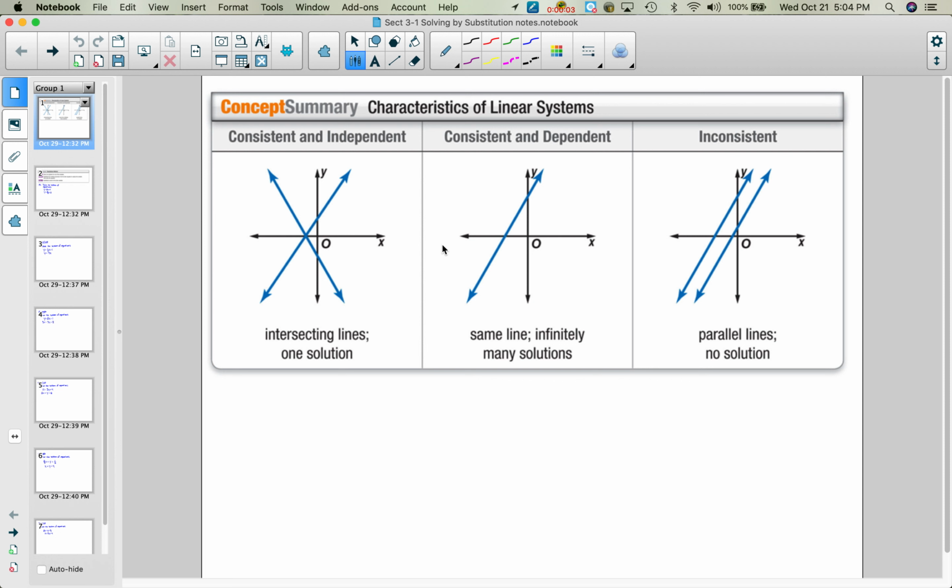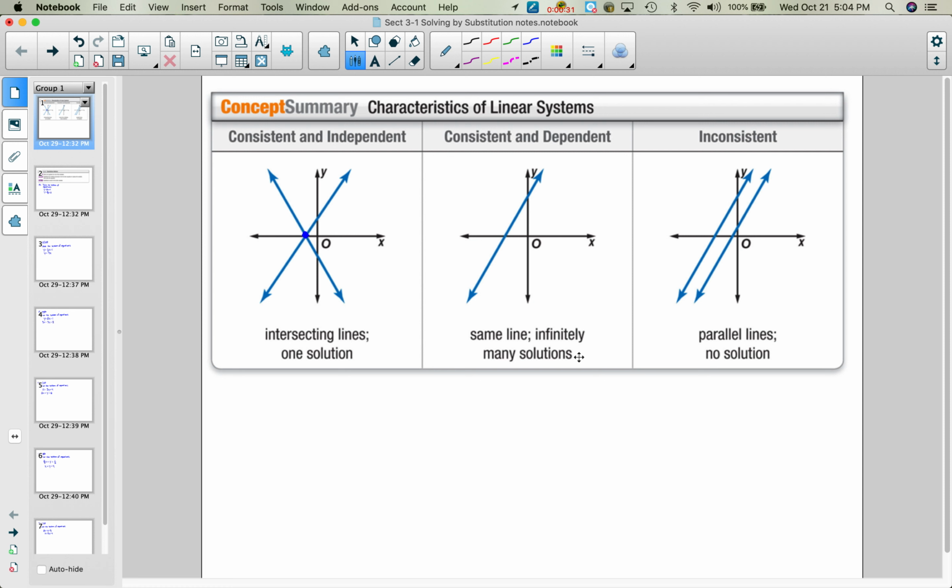So remember when you are graphing a system of linear equations, if both lines cross at one spot, one unique solution, we say that that is consistent and independent. We have intersecting lines, we have one solution where they intersect. Then if you have a system that's consistent and dependent, that means it's the same line, in which case there's infinitely many solutions. It's all the points on the line.